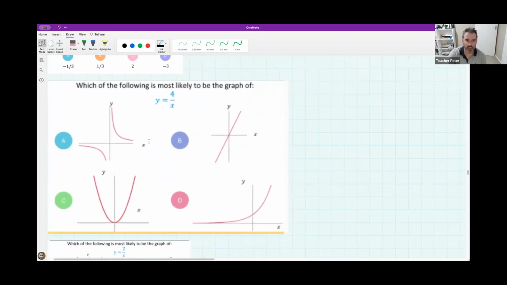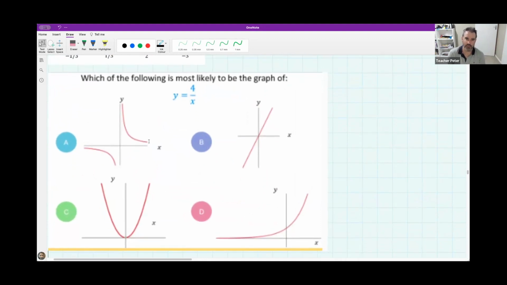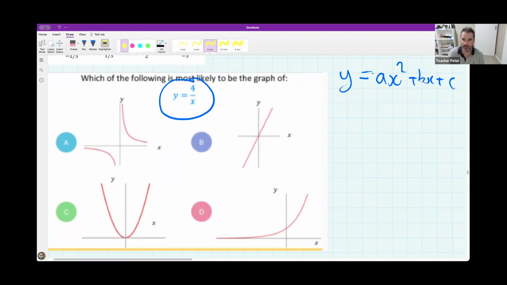Which of the following is most likely to be the graph of y equals 4 over x? Now, to point out, this is not a parabola because there is no power of 2. This is not an exponential function because there is no variable power, which is an x. And it doesn't look like a straight line, which would have that format.